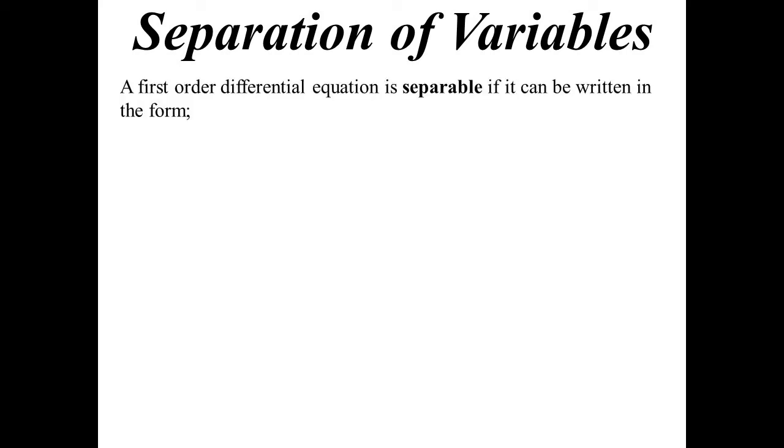So, the idea of separation of variables. Now, if our differential equation can be written in this form, basically the derivative is two functions multiplied together. One of them is in terms of x, one of them is in terms of y. Because they're multiplied together, we can separate our two functions.